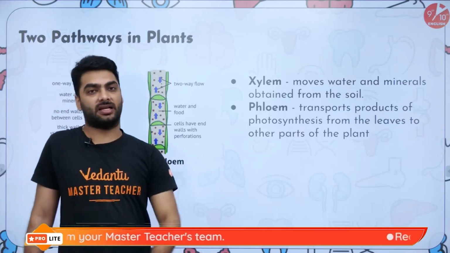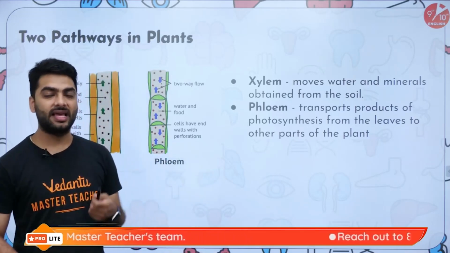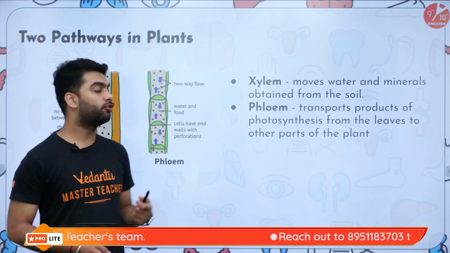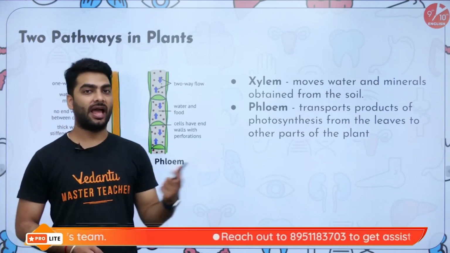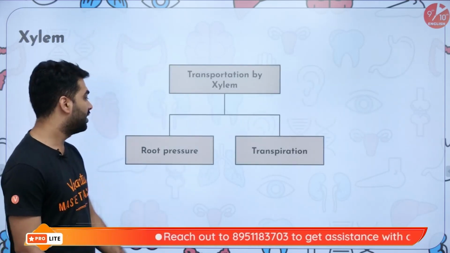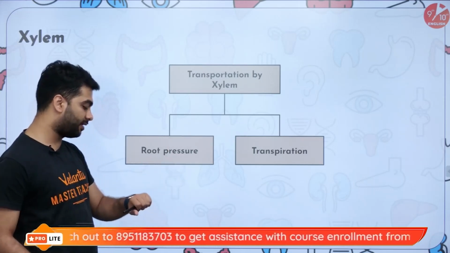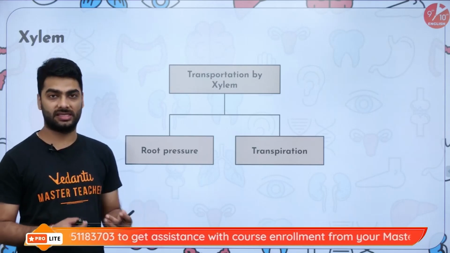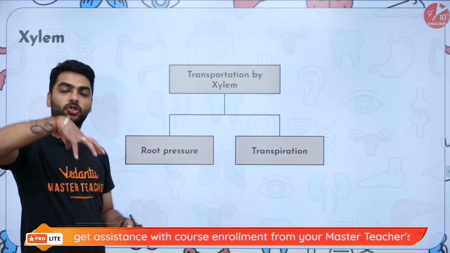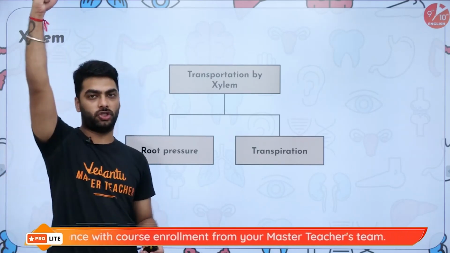So xylem helps in the conduction of water and minerals, and phloem helps in the conduction of food. Xylem is unidirectional and phloem is bidirectional. The transportation by xylem is done by root pressure and transpiration. So there are two forces that are helping the xylem to take the water from the root to the shoot.